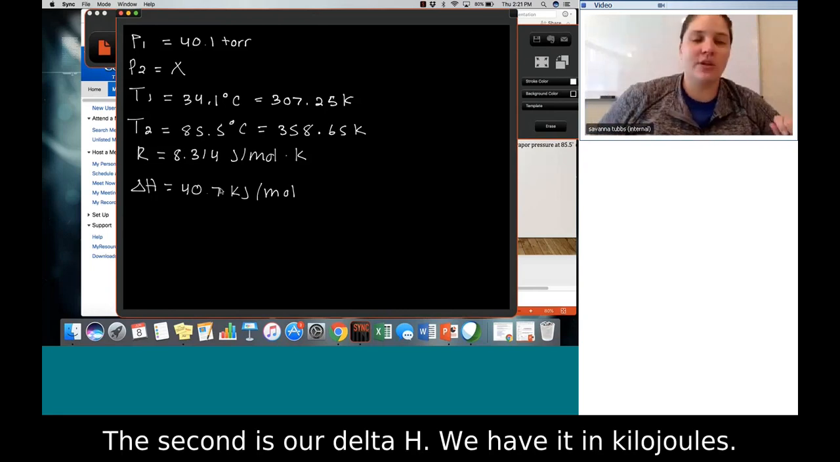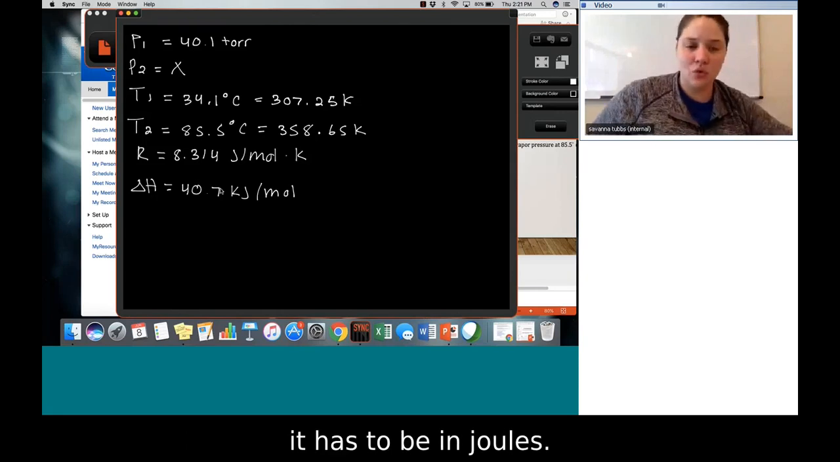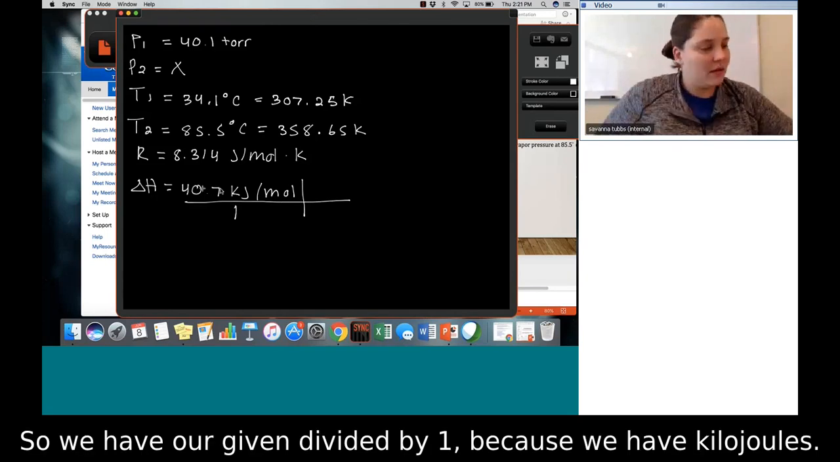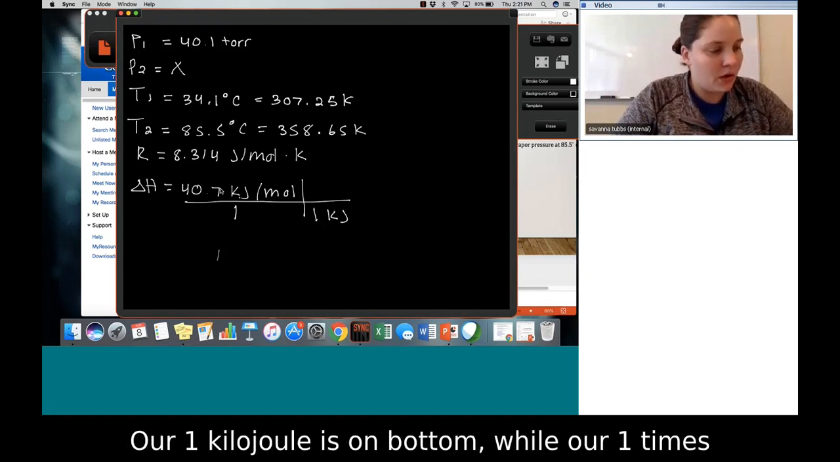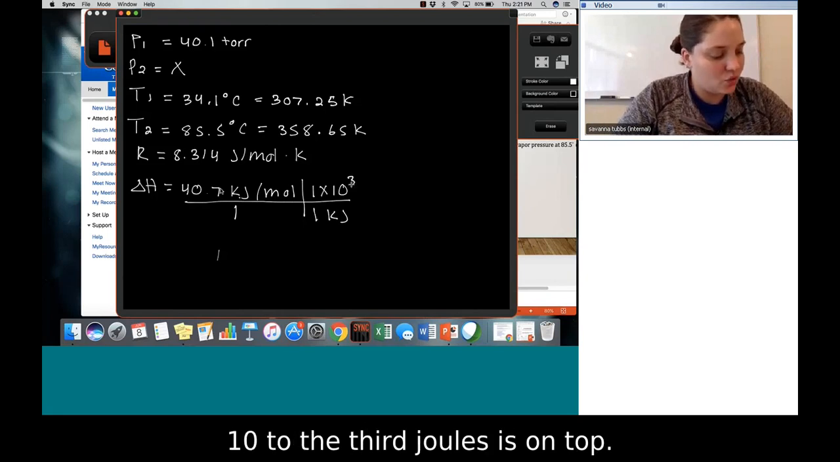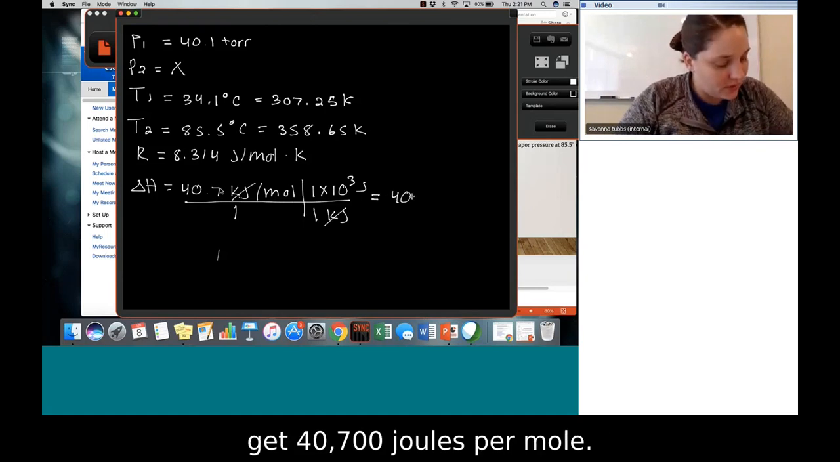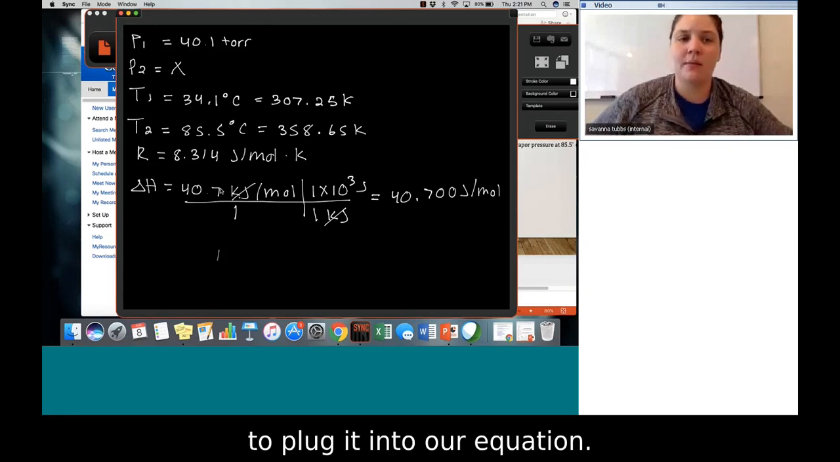The second is our delta H. We have it in kilojoules, however, to plug it into our problem, it has to be in joules. So we'll set it up on our reaction table. We have our given divided by 1. Because we have kilojoules, our 1 kilojoule is on bottom, while our 1 times 10 to the third joules is on top. The kilojoules will cancel out, and we will get 40,700 joules per mole. And now we have everything in its proper unit to plug into our equation.